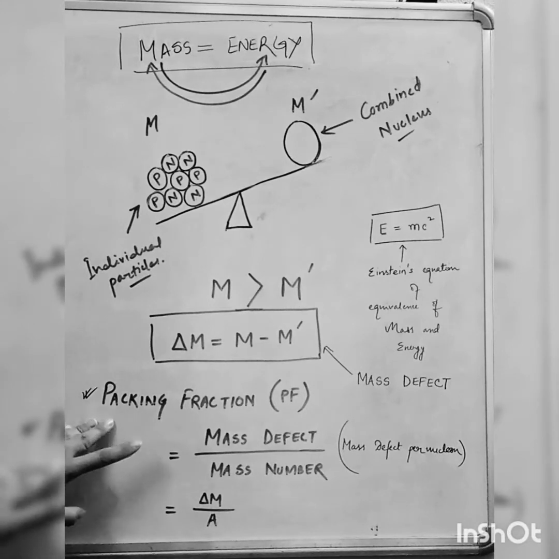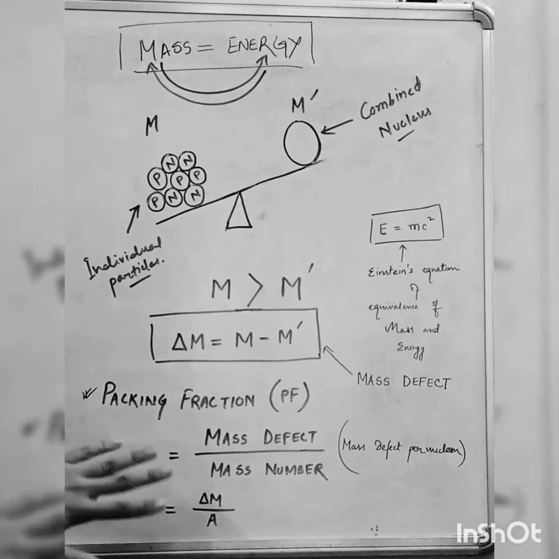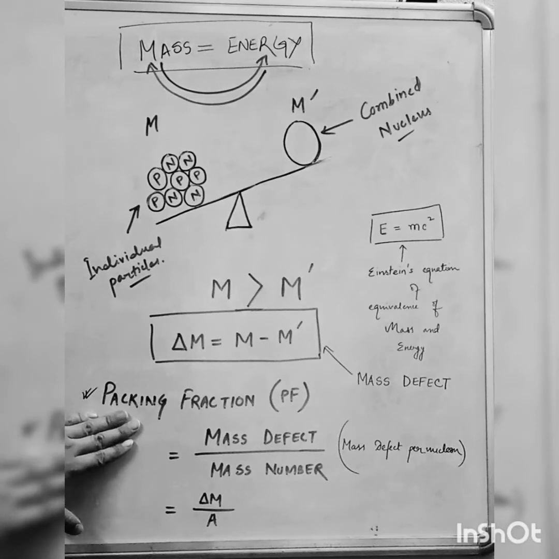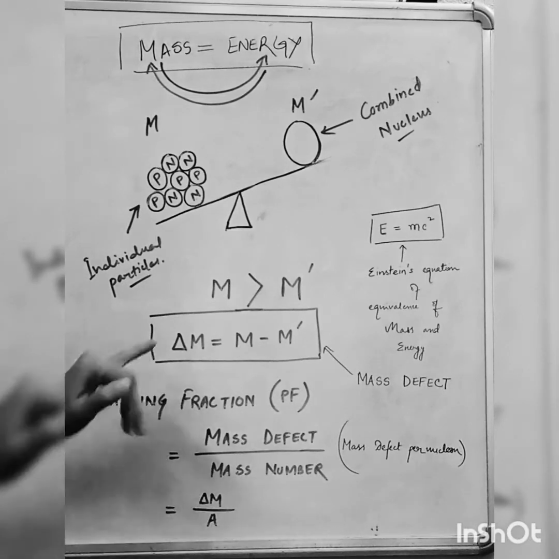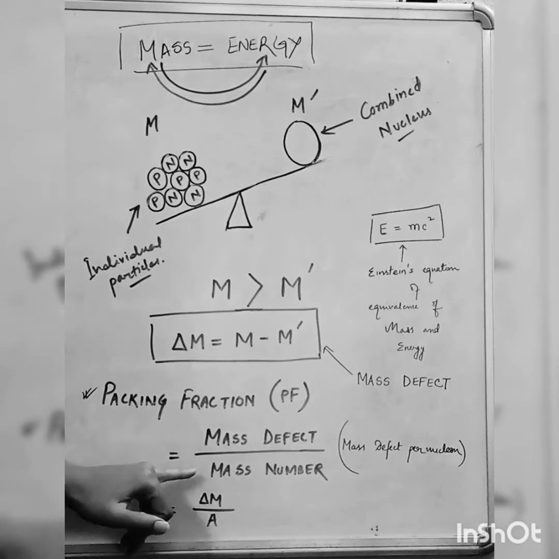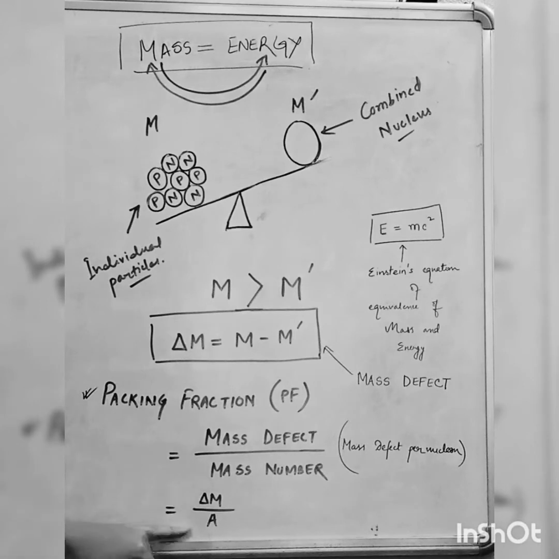Next is a definition which is called packing fraction. So packing fraction is the mass defect per nucleon. Okay, so if you divide this mass defect delta m by the mass number, that is, per nucleon, A, then you get delta m by A, which is known as packing fraction.